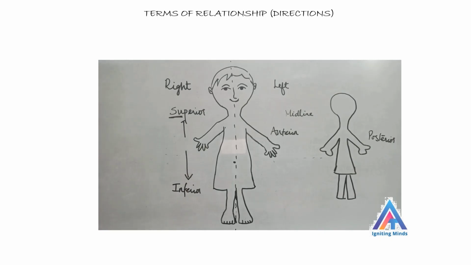Let's look at this example. You have your eyes, nose and chin. Where are your eyes with respect to nose? Your eyes are superior to nose. Nose is inferior to your eyes. Nose is superior to chin and chin is inferior to nose.